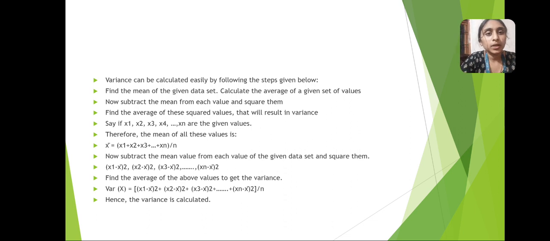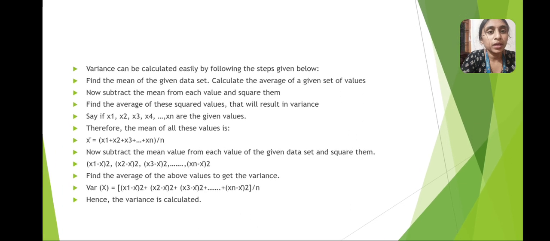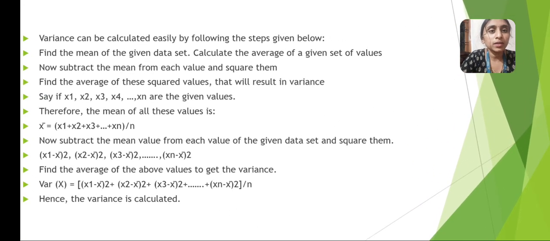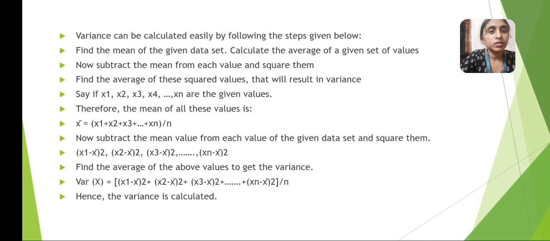Variance can be calculated easily by the following steps. Find the mean of the given data: calculate the average of the given set of values. Now subtract the mean from each of the values and square them. Then find the average of the squared values of the result. Say x1, x2, and so on up to xn are the given values.